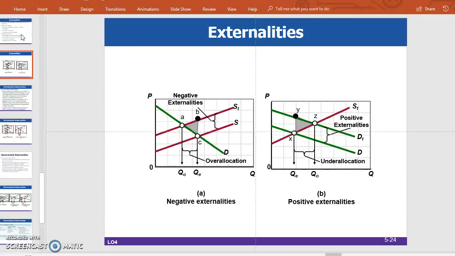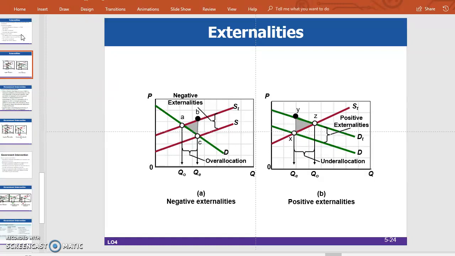Externalities. So look at that. Demand is the green demand curve, the red supply curve, and in this case this is negative externality. So the supply curve for the society is ST. If you include those external costs that are ignored by the private producer, the supply curve becomes ST.